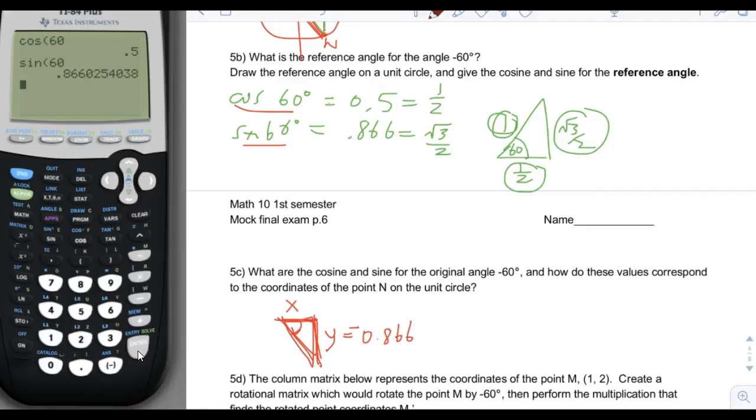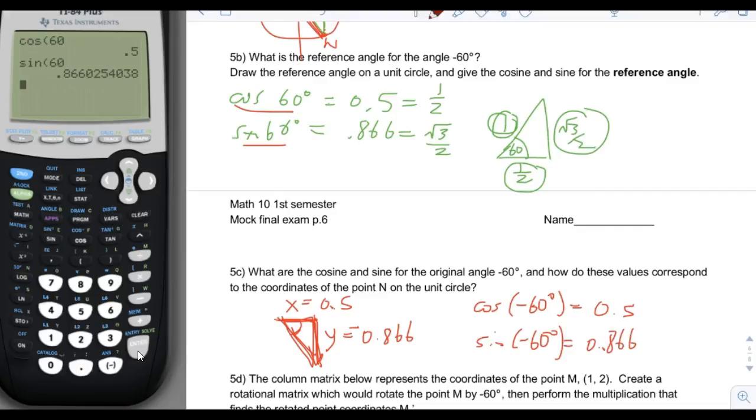Except it's going to be negative 0.866 because it's going down. What about the x-coordinate here? It's going to be positive 0.5 because it's pointing to the right. Okay? So actually, from this drawing, we know that the cosine of the angle, which is cosine of negative 60 degrees, is equal to 0.5. And we know that the sine of negative 60 degrees is equal to negative 0.866, or square root of 3 over 2.